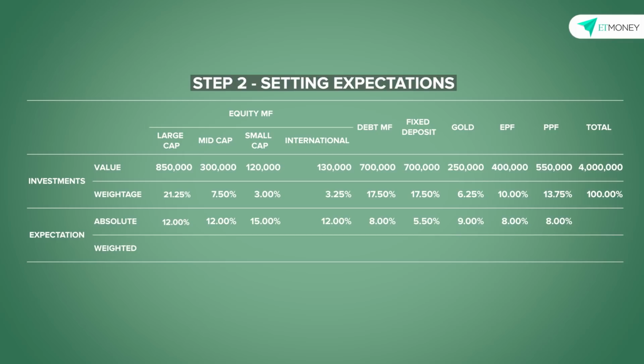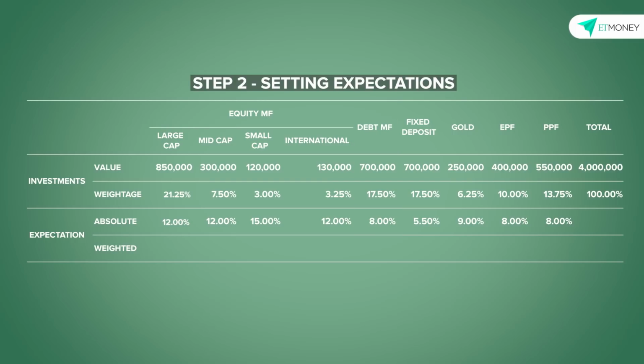Step 2 in the review process is on setting expectations, and let's say we are happy with a 10% portfolio growth. Now 10% is an arbitrary number, so at this stage we start validating our 10% expectation with the assets we have in our 40 lakh portfolio. We do this by making some growth assumptions for each of the asset classes. So large cap will grow by 12%, small cap by 15%, debt funds not much, maybe 8%, and so on.